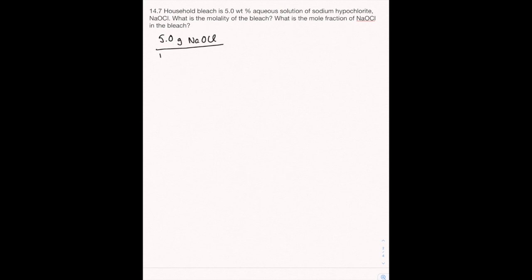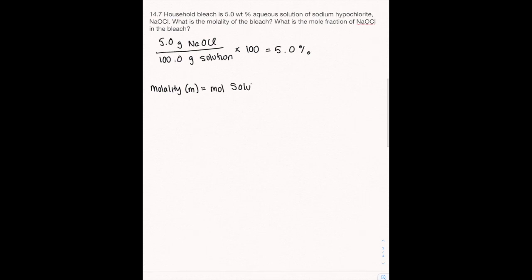We know that this is the case because when you take 5 divided by 100 and then multiply it by 100 again, that gets you 5.0%. So now let's solve the first part of the problem. So we're finding what the molality of the bleach is within this solution. So for molality, we need to find the moles of solute and divide that by kilograms of solvent. First, let's find the moles of solute.